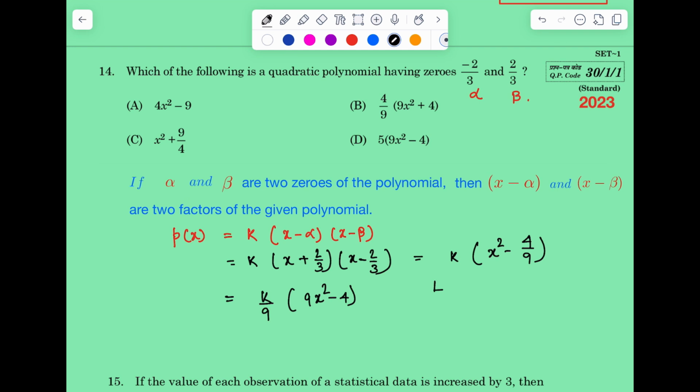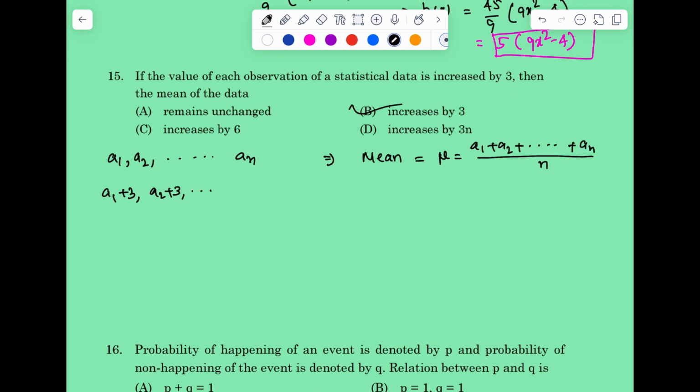Question number 15. If the value of each observation of a statistical data is increased by 3, suppose the statistical data are a1, a2 up to an, then its mean, let us write it as mu, is equal to a1 plus a2 plus up to an. As there are n number of data, we will divide by n, taking the average. Now each data is increased by 3, that is a1 plus 3, a2 plus 3, and in this way the last number is an plus 3.